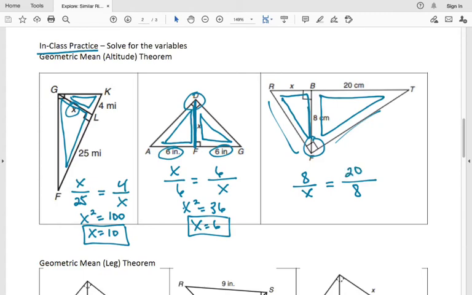Cross multiply, you get 20x equals 64. Divide both sides by 20, you get 64 over 20, which is going to simplify to be 16/5. Okay, let me do some more examples.